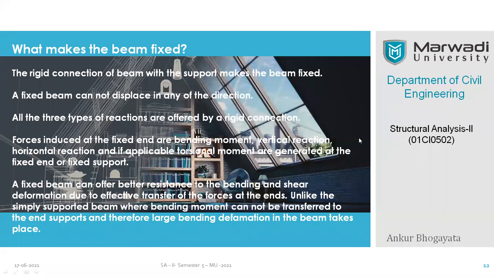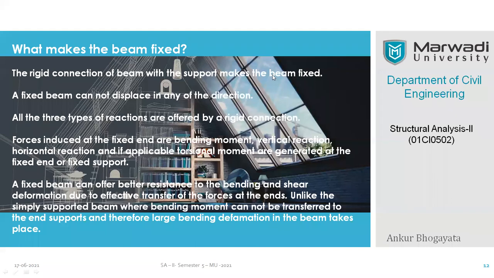Yes, sir. It provides reaction for three elements, like Fx and Fy and the moment. Okay, great. That's a very straightforward and simple answer. So that's correct. Thank you.